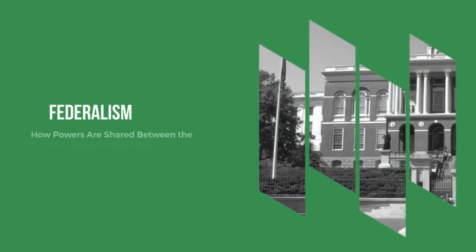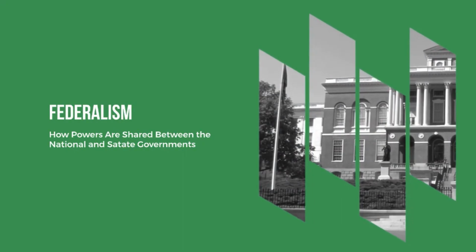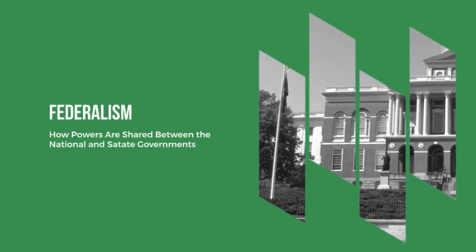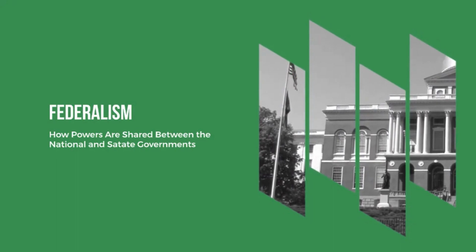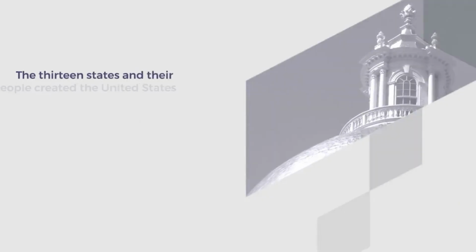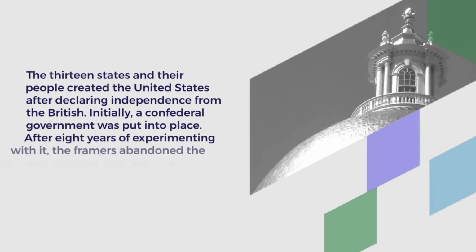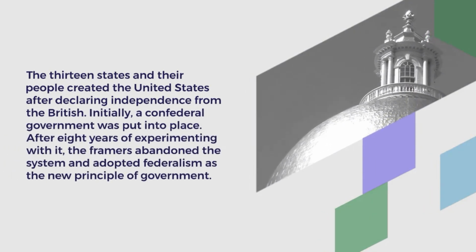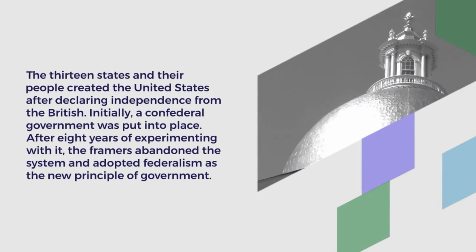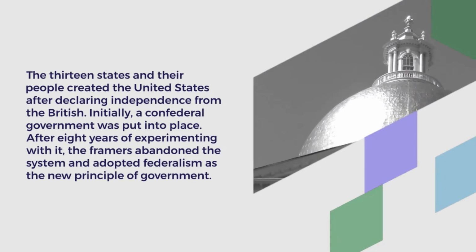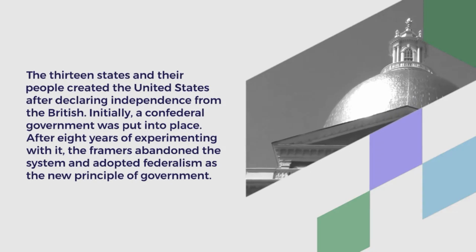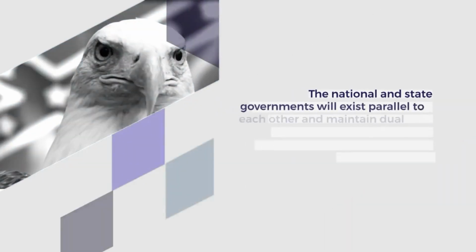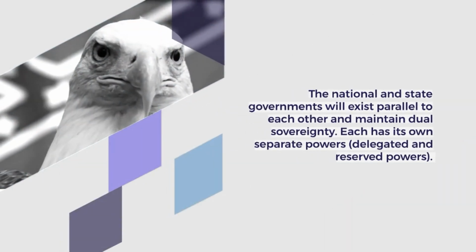Number 7. Federalism, how political powers are shared between the national and state governments. The 13 states and their people created the United States after declaring independence from the British. Initially, a confederal government was put into place. After 8 years of experimenting with it, the framers abandoned the system and adopted federalism as the new principle of government. The national and state governments will exist parallel to each other and maintain dual sovereignty.